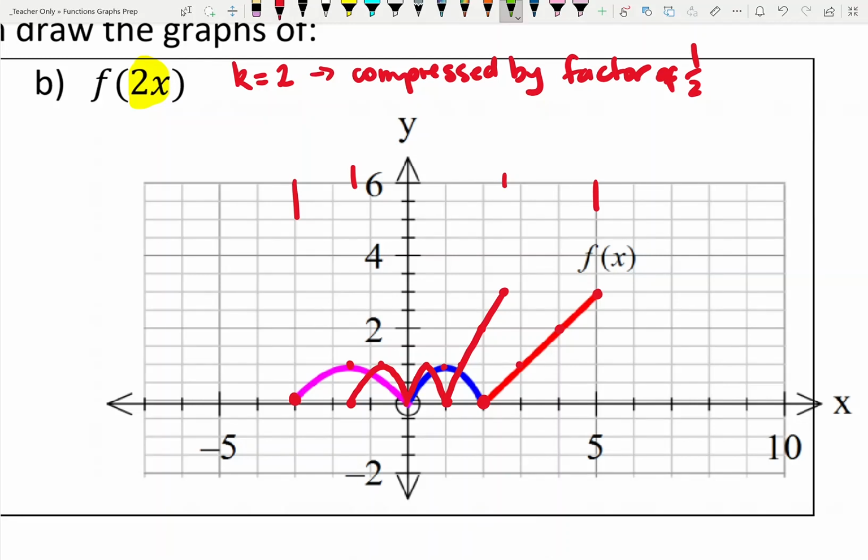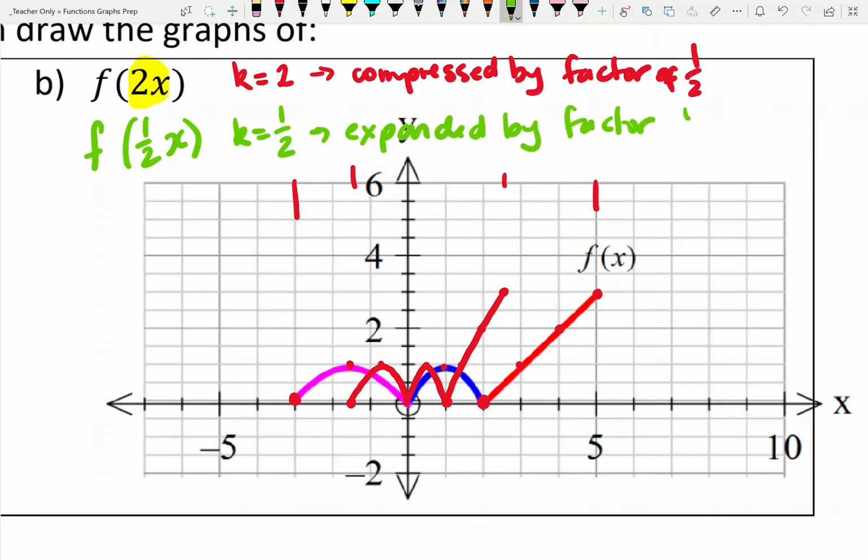In green, to show you the difference, I'm going to show you f of a half of x. So this time k equals a half, which means it is expanded by a factor of 1 on a half. 1 divided by a half is 2. So what we're going to see here is the function is doubled. It's important to note that anything on the y-axis stays in the same spot for these horizontal dilations.